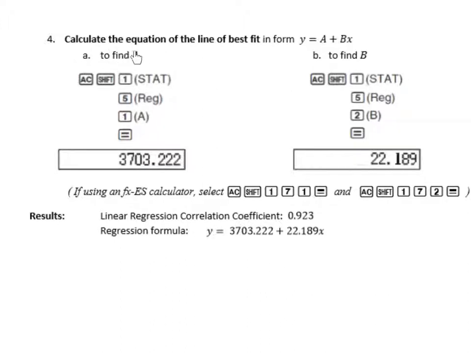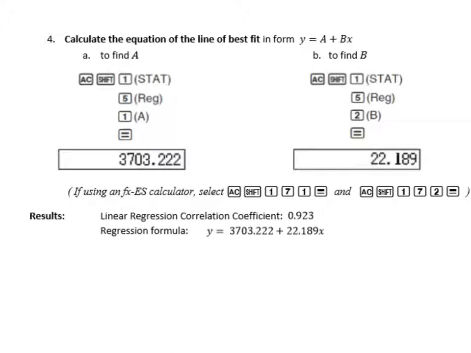So to find A, which is really the y-intercept, press AC Shift 1 for stat, 5 for regression, 1 for A and equals, and this will show up 3,703.222. So this is our y-intercept. Now to find B, the slope, we press AC Shift 1 for stat, 5 for regression, 2 for B and equals, and this should show up 22.189.